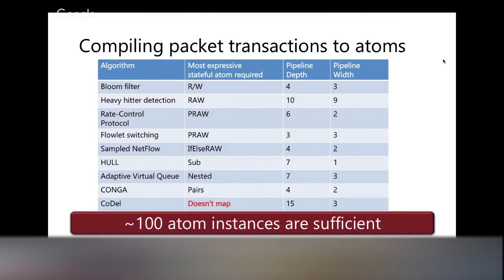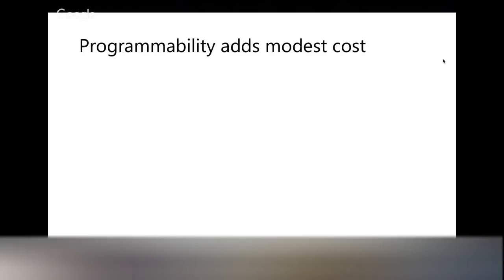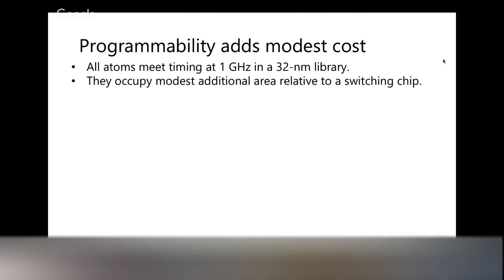Now, how much do these atom instances cost in hardware? We wrote these atoms as circuits in Verilog and synthesized them to a recent transistor library, and they all meet timing at 1 gigahertz with considerable slack. So it's actually not too hard to build these out as hardware circuits. Furthermore, their area overhead relative to a baseline switching chip is quite modest.